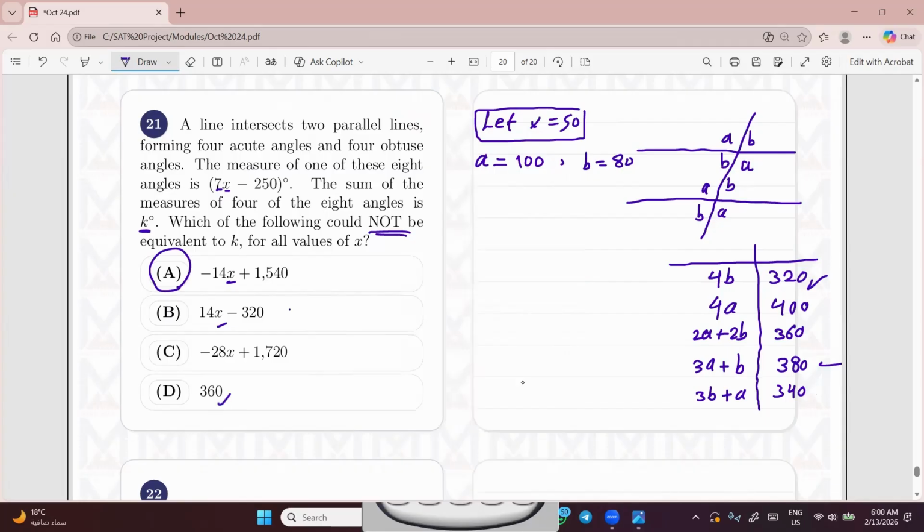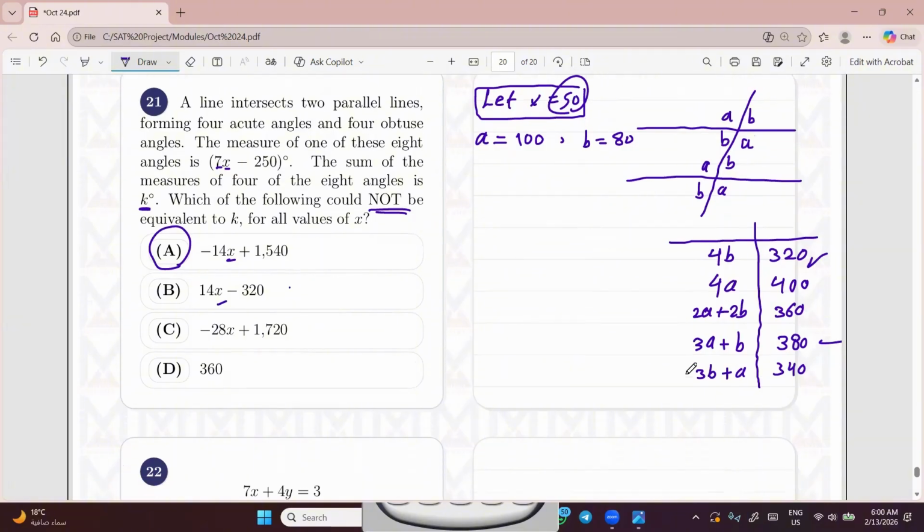And what about the last one here? 360. Yeah, it's here. So all of them are mentioned like this, this, and this, but this number is not one of them. The question says which one could not be equivalent to the value of k. Letter A is our answer. Now what if we change the 50 to be something like 40 or 45 or 60, whatever the number is, you get the same answer, even if it's not reasonable. This will be the same answer. Just try it yourself and get the answer.